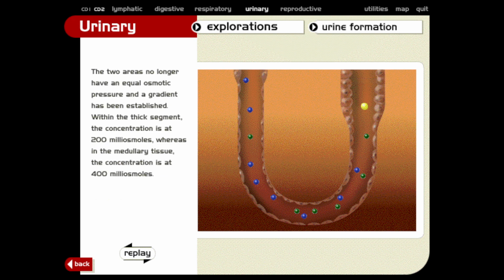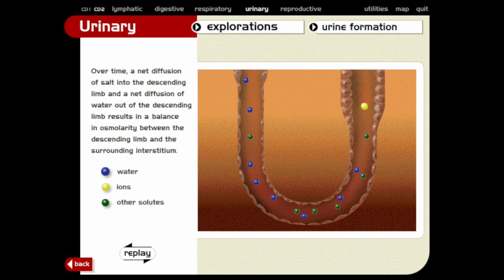The two areas no longer have an equal osmotic pressure and a gradient has been established. Within the thick segment, the concentration is at 200 milliosmoles, whereas in the medullary tissue, the concentration is at 400 milliosmoles. Over time, a net diffusion of salt into the descending limb and a net diffusion of water out of the descending limb results in a balance in osmolarity between the descending limb and the surrounding interstitium.